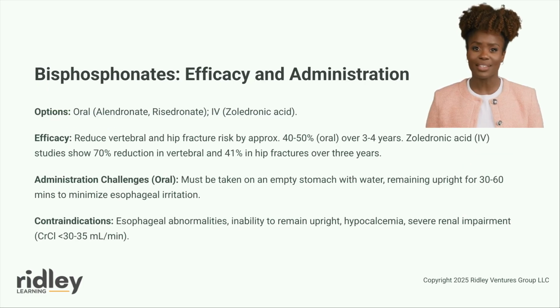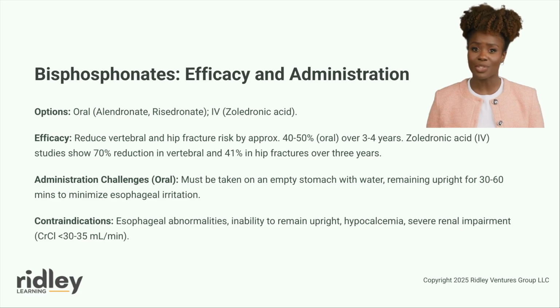Oral bisphosphonates available for osteoporosis treatment include alendronate, typically dosed at 70 mg weekly, and risedronate, typically 35 mg weekly or 150 mg monthly. Intravenous formulations include zoledronic acid, 5 mg administered annually, and ibandronate, 3 mg every 3 months.